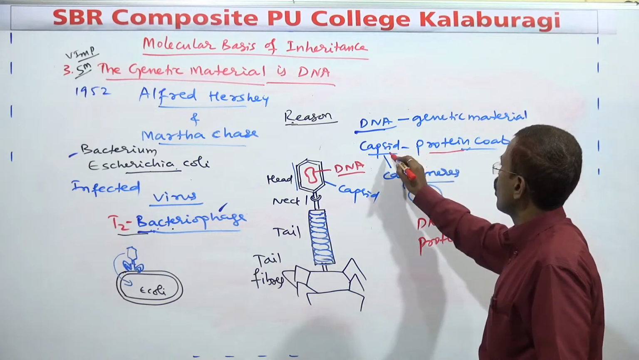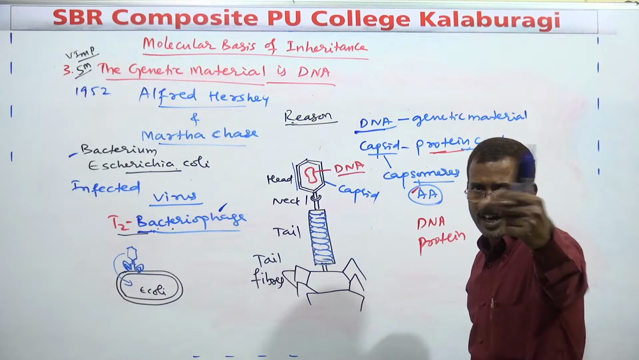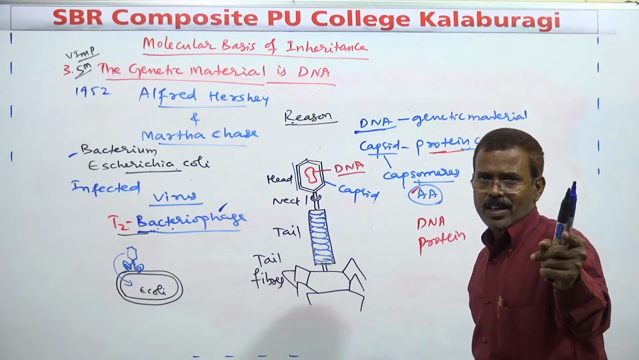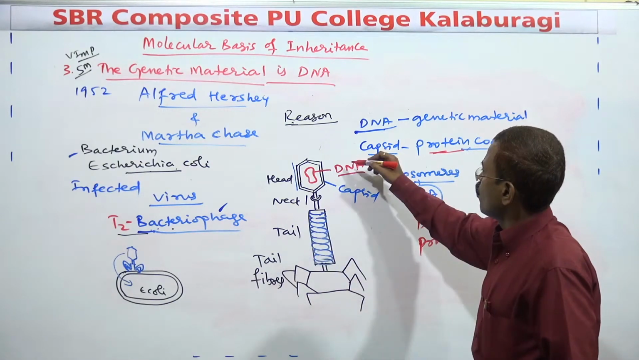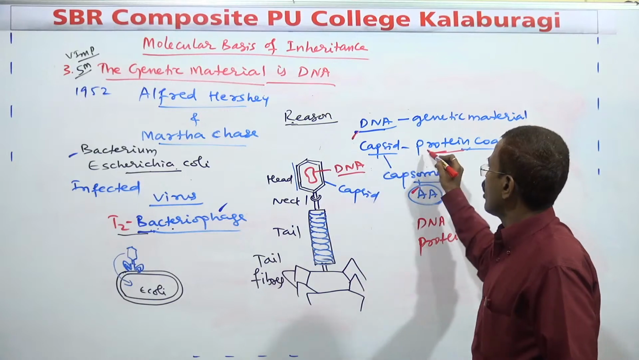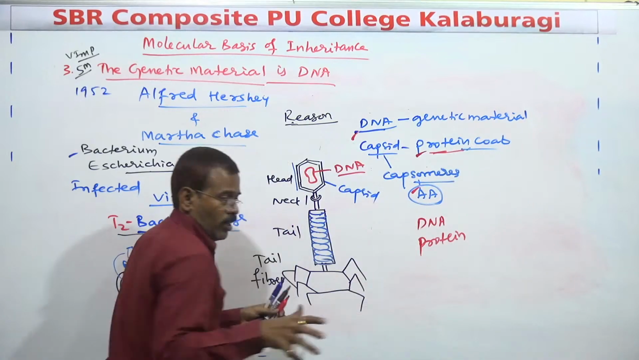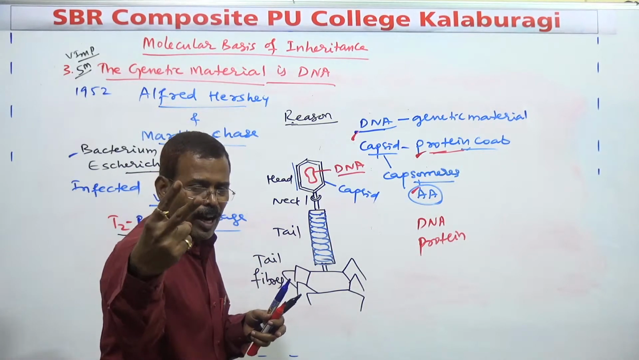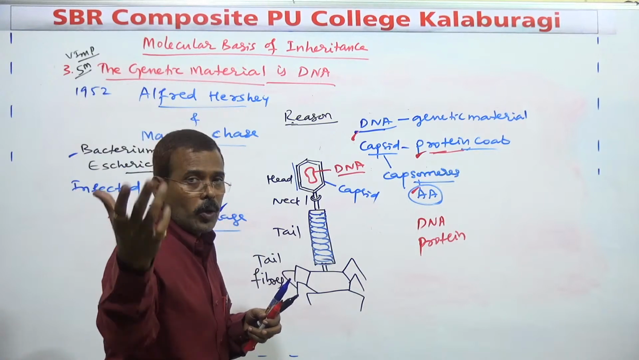Protein coat, which is made up of amino acids. So only two kinds of molecules are there. The biomolecules which make up the structure of a bacteriophage virus are DNA and protein. That is why they chose the T2 bacteriophage, for its simple structure, having only two kinds of biomolecule: one is DNA and the other is protein.